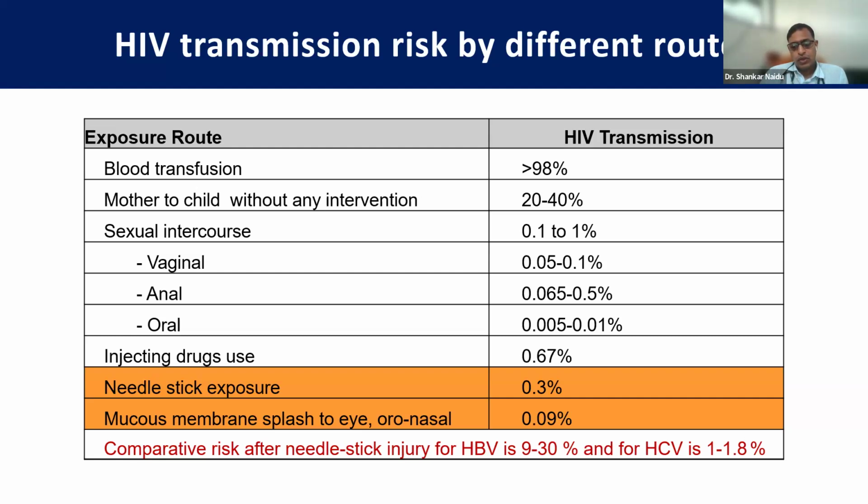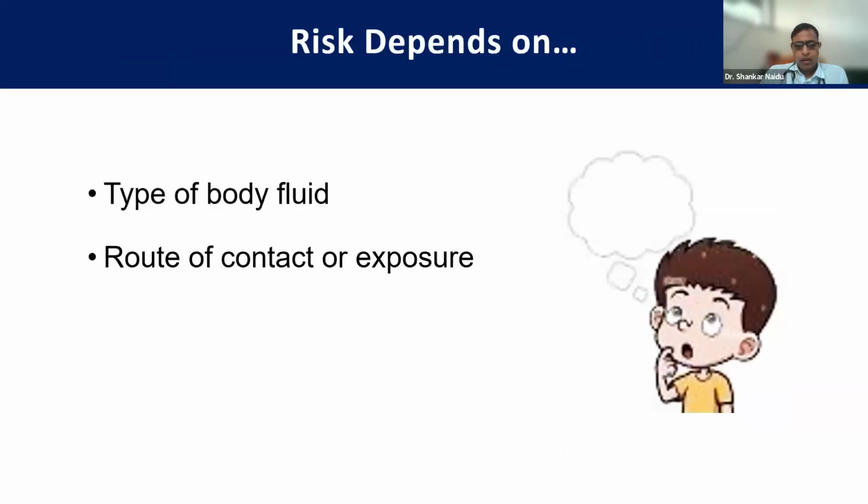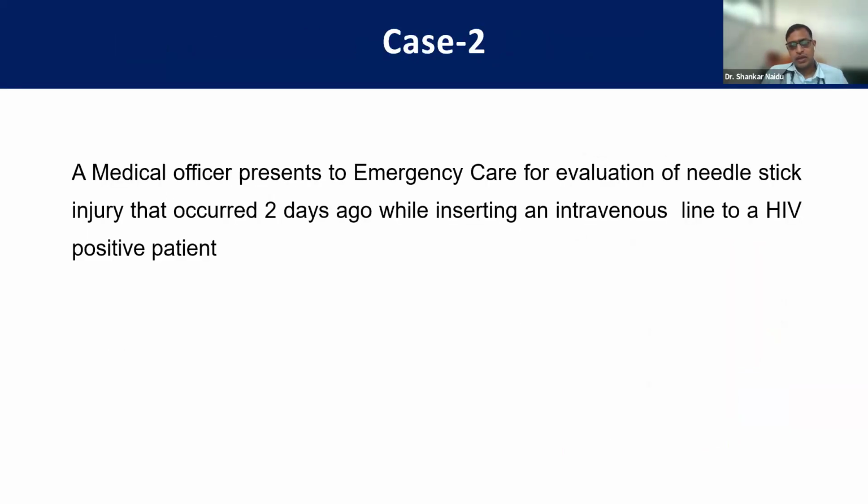So to answer that question of who is at higher risk, the option would be A, because that patient had a needle stick injury, whereas in case scenario B, the person had a mucous membrane splash with infected material. So the other important thing we need to remember is that risk also depends on the type of fluid. There are other factors which will determine the risk of transmission, which we'll be seeing in the subsequent slides.